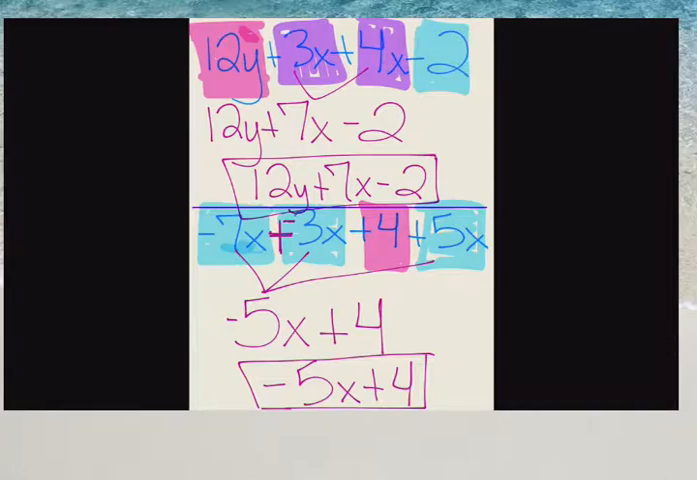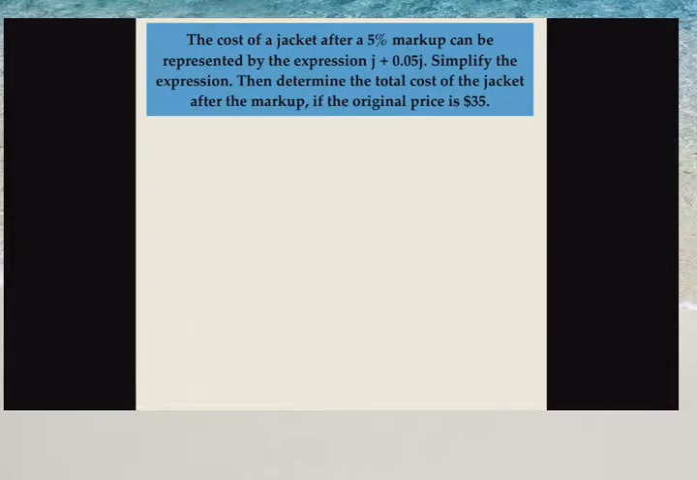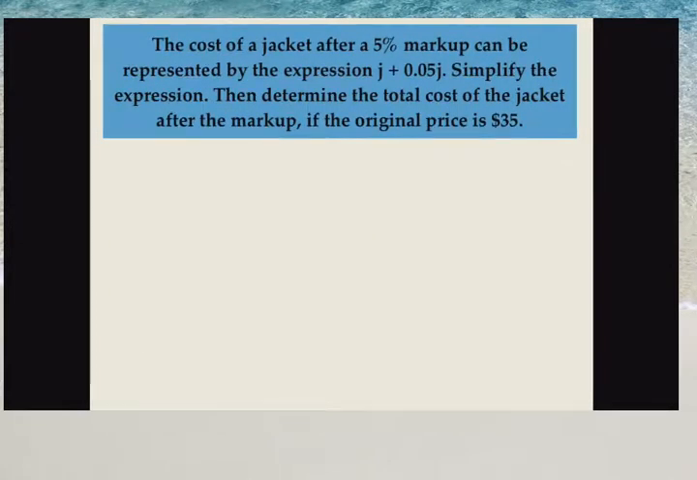Now let's talk about applying expressions to real-life situations. All right. So let's say you're shopping. The cost of a jacket after a 5% markup can be represented by the expression J plus 5/100ths J. Simplify the expression. Then determine the total cost of the jacket after the markup if the original price is $35.